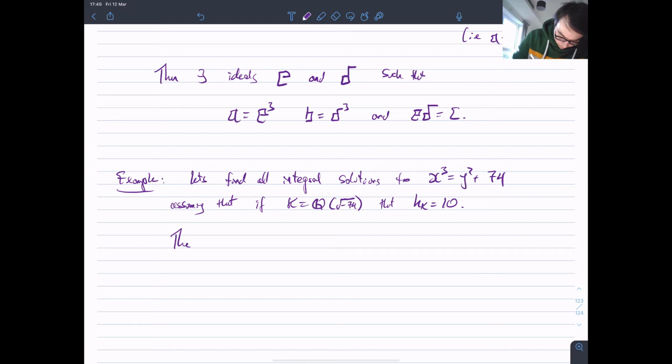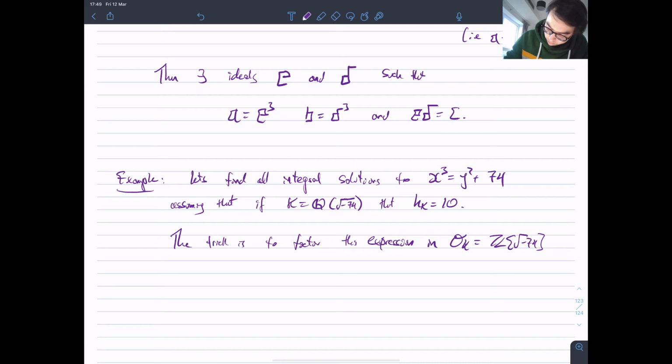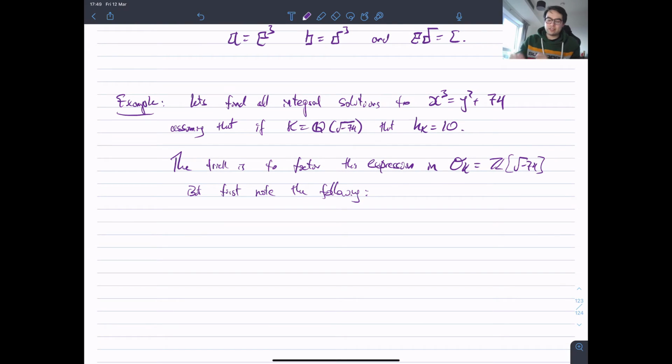So again, the trick is to factor this expression. In this case, it's going to be in the ring Z adjoined square root of minus 74. But first, the following. Let's assume that we had x and y as a solution to this. Some elementary analysis will rule out some possibilities for what x and y can be. So first note the following. Assume x and y and z are solutions.